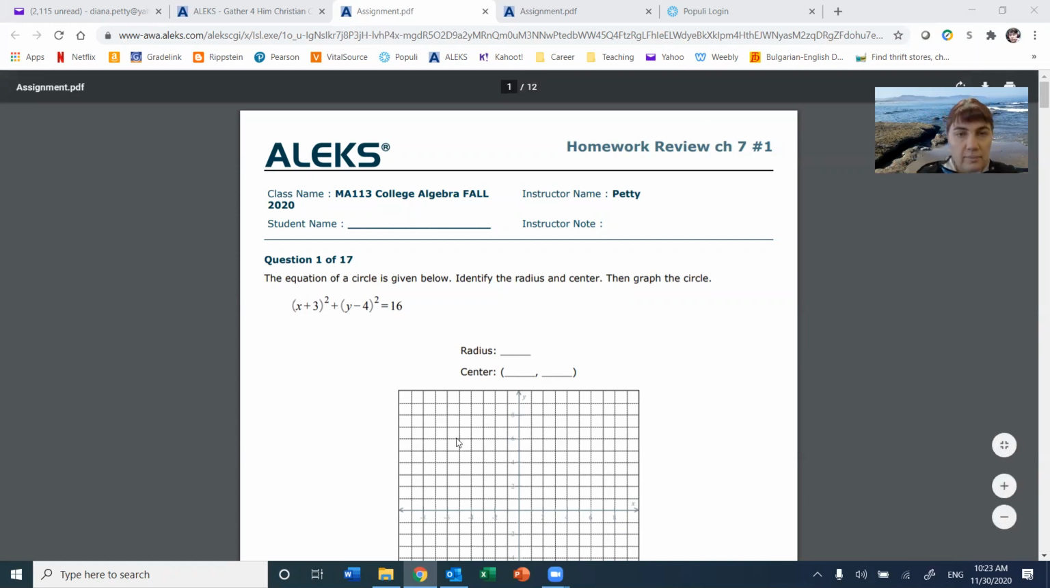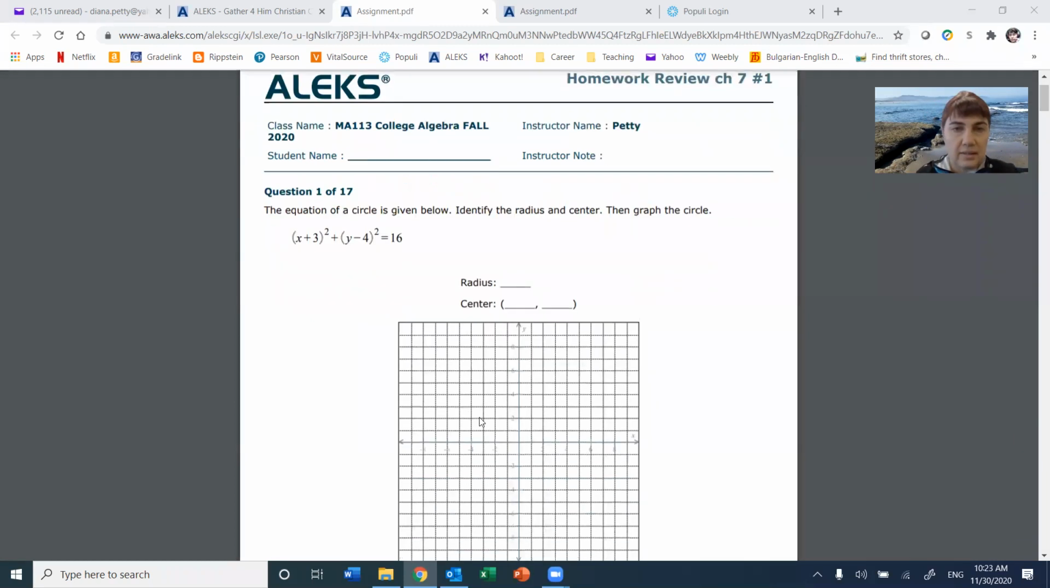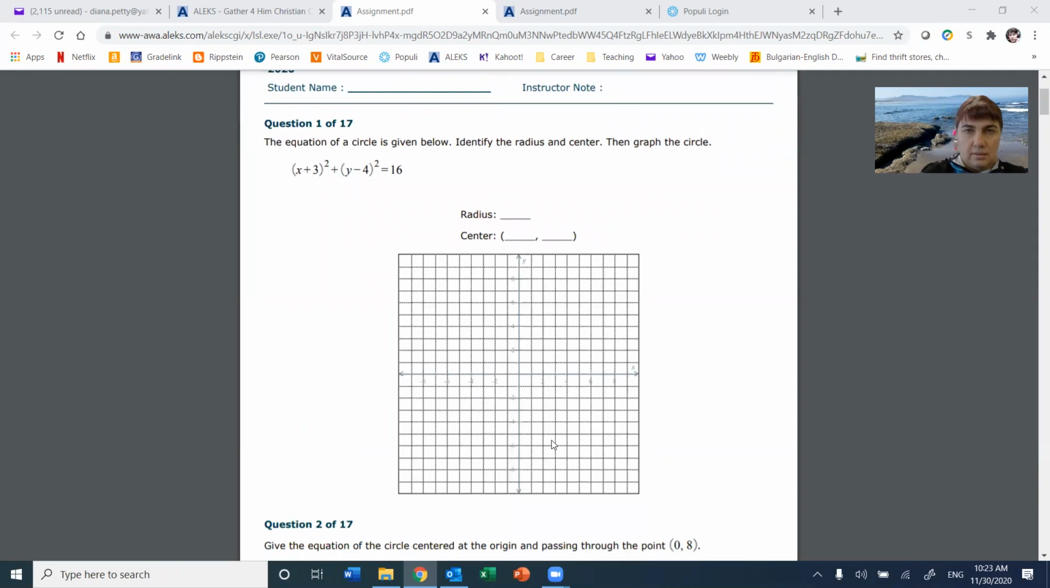Okay, problem 1. The equation of a circle. Where is the center? -3 and 4. So put it on the... -3 on the x-axis. Okay, -3 and 4. I think it's right here. And what is the radius?